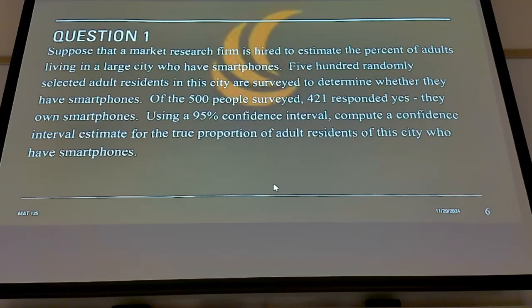There are 2 categories, yes or no. Perfect. Are there at least 10 respondents in each category? Yes. There's 421 in the first category. 500 minus 421 is greater than 10. So all 4 conditions are satisfied.